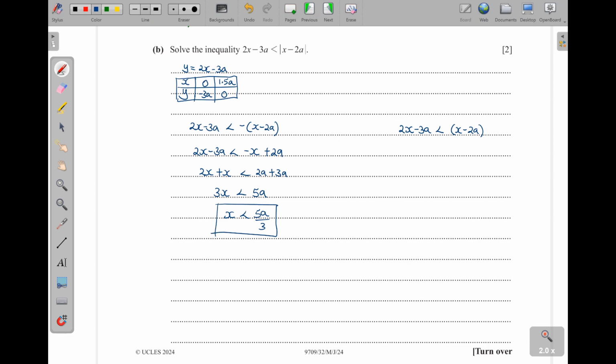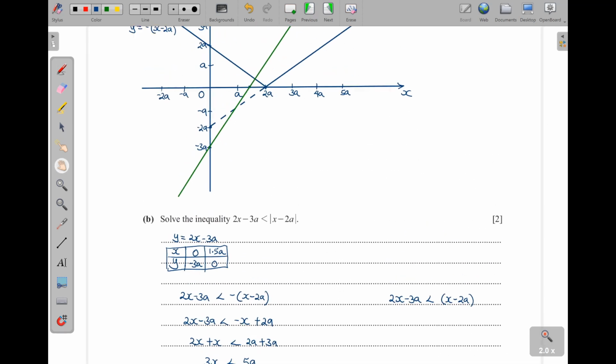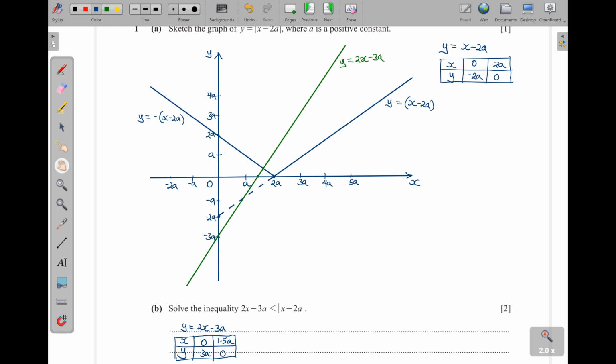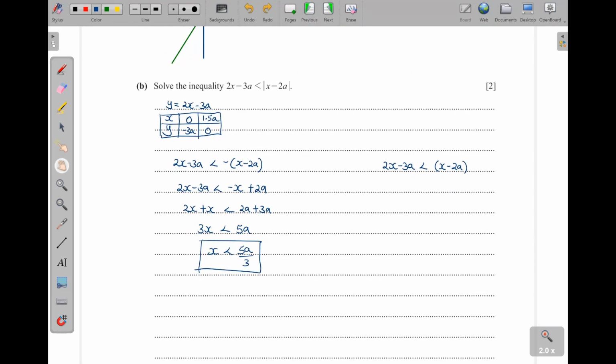I don't need to do the testing here because already I've sketched this one on the same graph and it has shown me that this graph is meeting the reflected part of this. So when you do the sketching, you don't have to test.